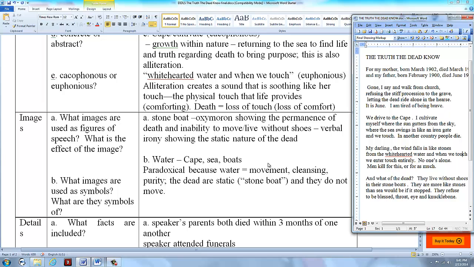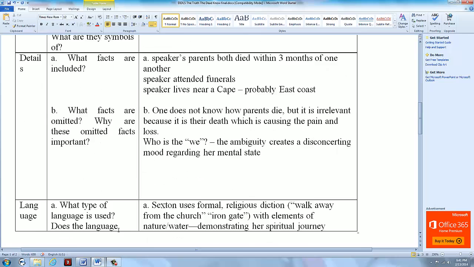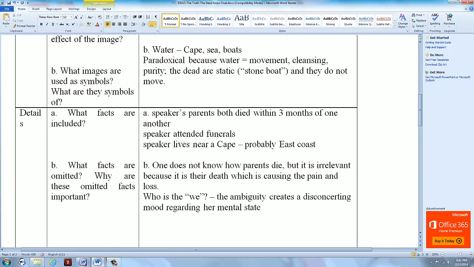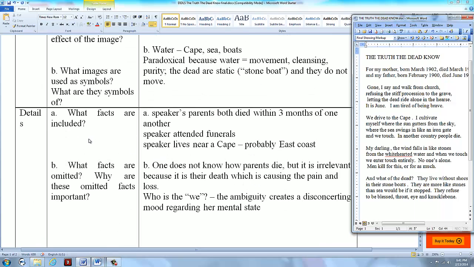Moving on to the next letter, we're with details. And details, you're going to look at two devices, the facts that are included and the facts that are omitted, and you need to kind of talk about why those facts are omitted. Letter B really is about a poet's use of ambiguity and what that effect is on the reader.